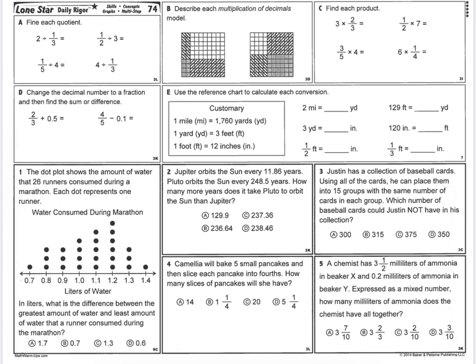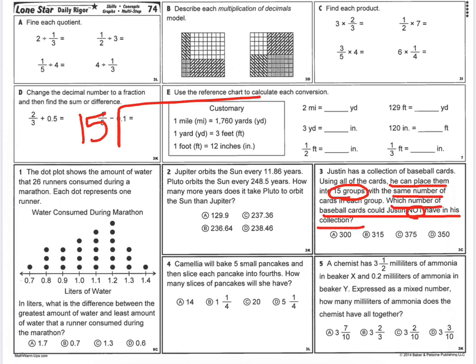Number 3, Justin has a collection of baseball cards. Using all of the cards, he can place them into 15 groups with the same number of cards in each group. Which number of baseball cards could Justin not have in his collection? So we're going to focus on that word not. So we're thinking about baseball cards. We don't know how many he has, but we do know that he can place them into 15 groups that are the same.